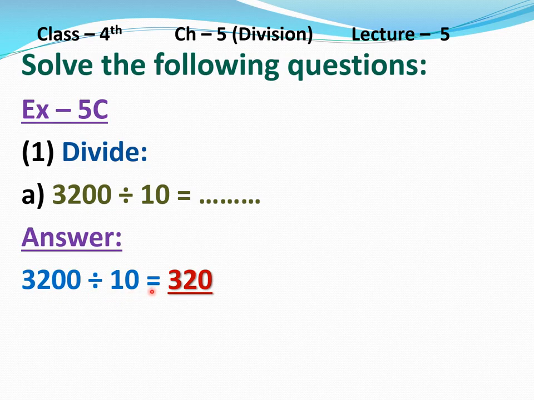3200 divided by 10 equal to 320. Why? Because the remainder is 0, so there is no need to write the remainder. If the remainder is 0, then that means the number is completely divisible. So that's why we will write only the quotient. 3200 divided by 10 equal to 320. Clear?